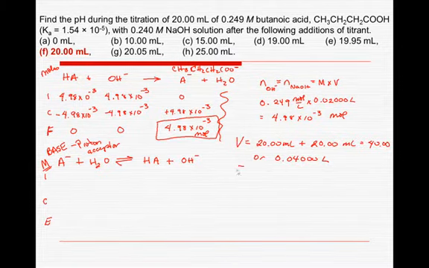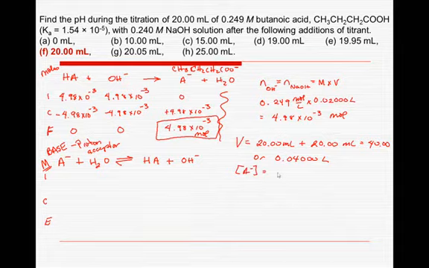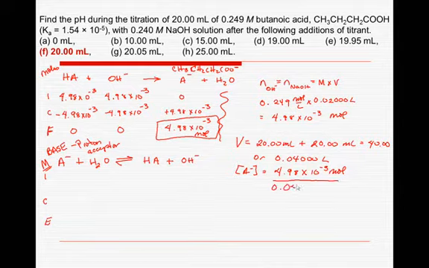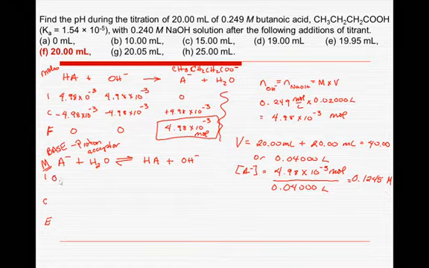So to get the concentration of A-, it's going to be the moles of A- divided by the volume of the solution. And that's going to give me a concentration of 0.124. I'll carry an extra significant figure for now. That's the molarity, and that is what goes into this table. 0.1245.